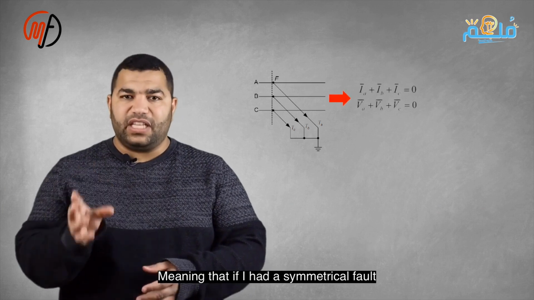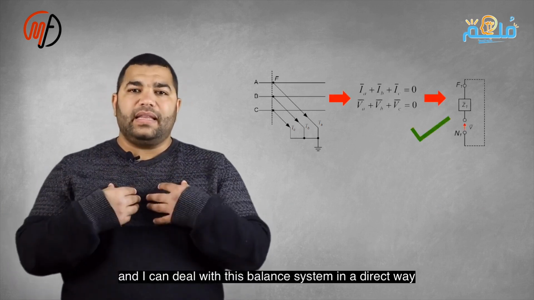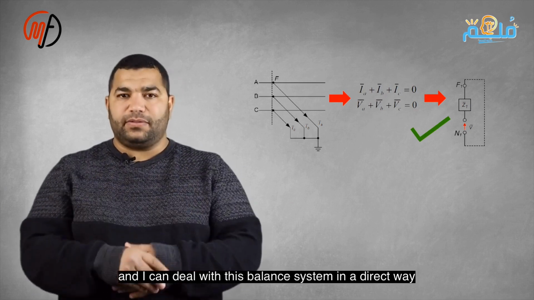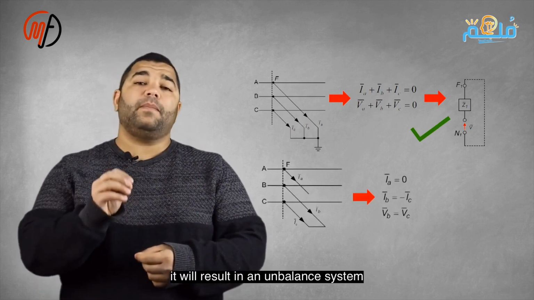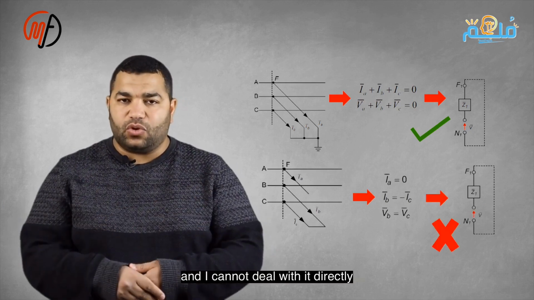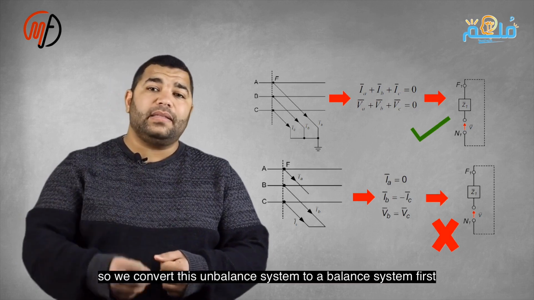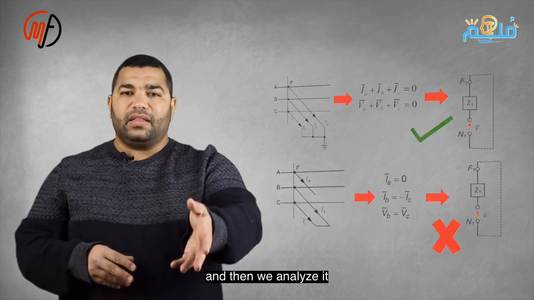This means that if I have a symmetrical fault, it will result in a balanced system, and I can handle this balanced system directly. But if it is unsymmetrical, it will result in an unbalanced system, and I won't be able to deal with it directly. So we first convert it to a balanced system and then analyze it.